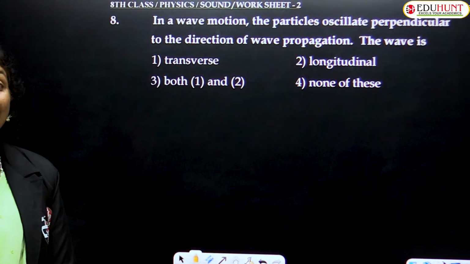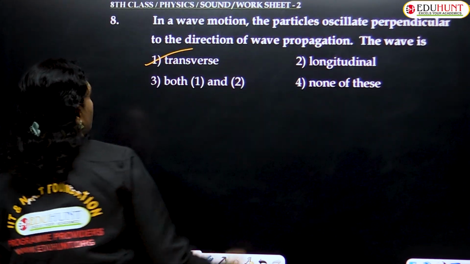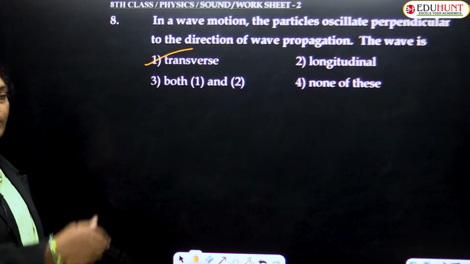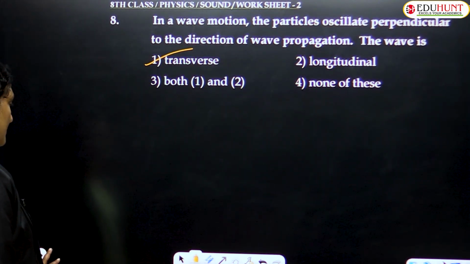Up and down means transverse wave. So, the correct option is transverse wave. Up and down is transverse wave. To and fro is longitudinal wave. So, the first option is true.